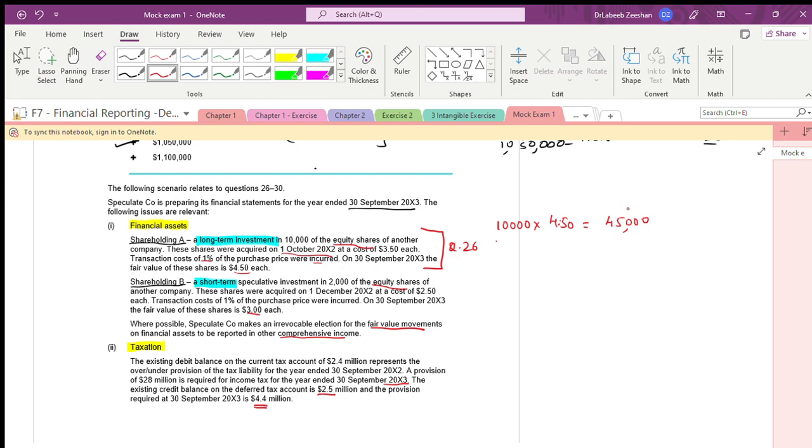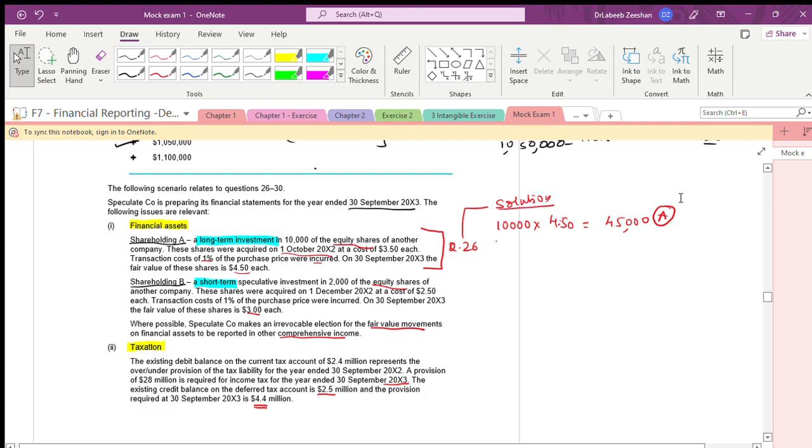1% means, where is the calculator? 3.5 into 0.01 plus 3.5, times 10,000 shares, minus 45,000. 9,000. Put this as A. This is the solution for question number 26. This is A. Okay. Next, what is the cost?